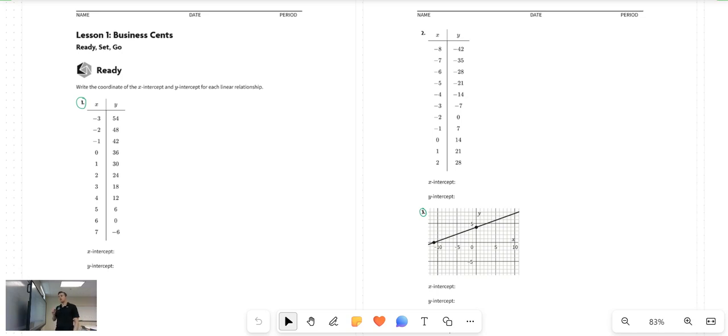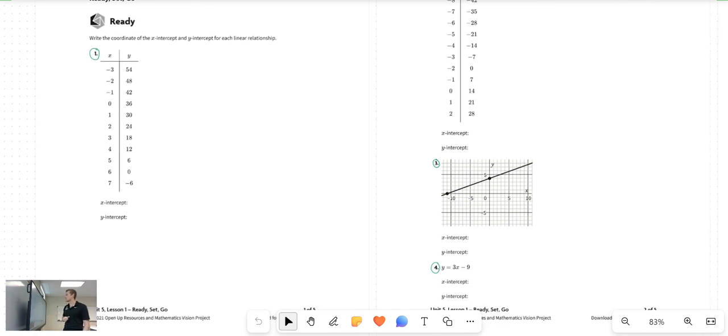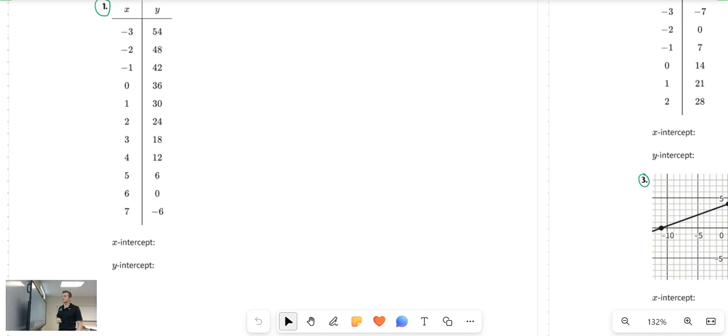Right, welcome to Unit 5, Lesson 1, Business Sense. So we're going to start off with number 1, which is fairly straightforward. Write the coordinate of the x-intercept and y-intercept for each linear relationship. They're all going to be linear relationships, and we just have to find the x and y-intercepts. So from a table, this is fairly straightforward, remembering that an x-intercept is where something equals 0.